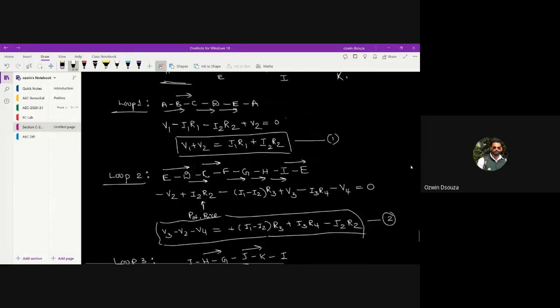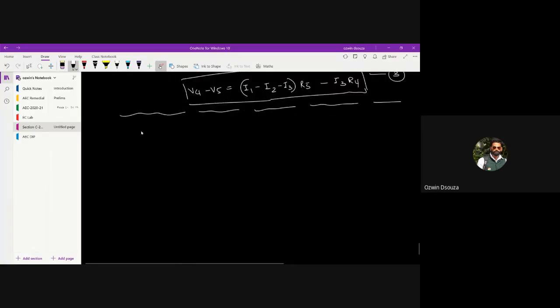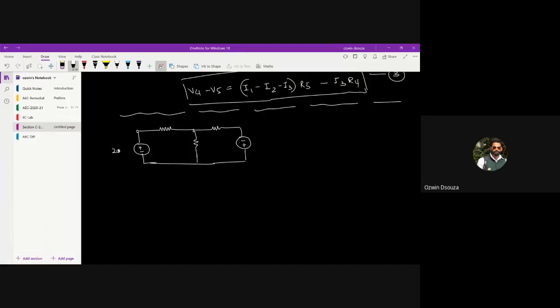Now, a small exercise. Consider this particular network, a simple KVL problem. Let us try to solve. Say I have a battery here, then I have a battery of this kind over here. Let's say this is 20 volt and this is 10 volt. And the resistors are, let's say, 50, 20 and 40 ohm.